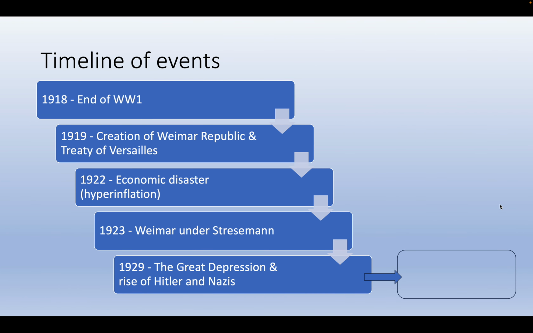Let's get started then. So the timeline of the events that we'll be covering in this video. 1918 was the end of World War I. A year later, the creation of the Weimar Republic and the Treaty of Versailles. 1922 was the economic disaster with hyperinflation. 1923 was the Weimar Republic under Stresemann. And in 1929, the Great Depression hit, and it started the rise of Hitler and the Nazis. And of course, in 1933, Hitler becomes Chancellor, and as we all know, in 1939, World War II begins.